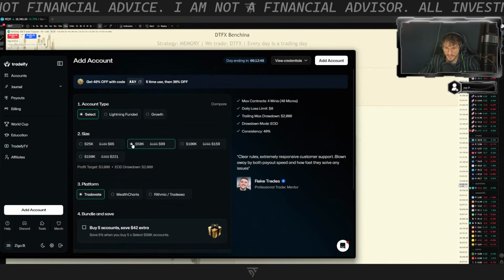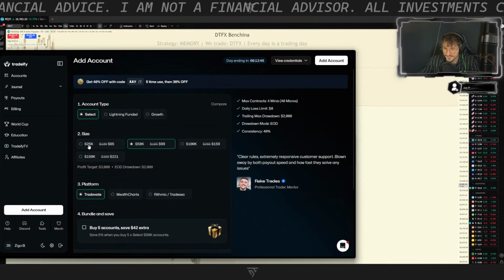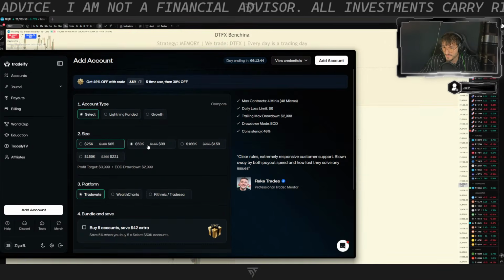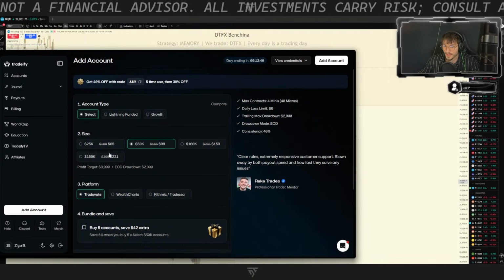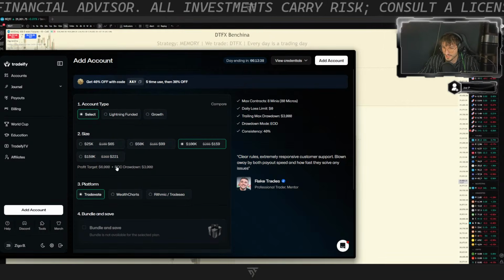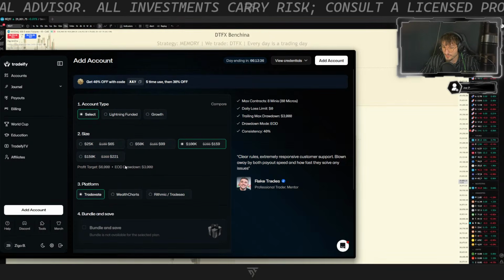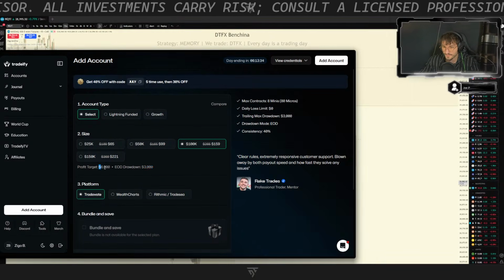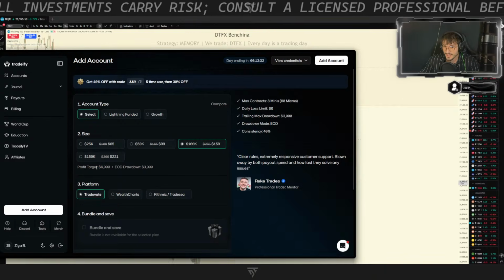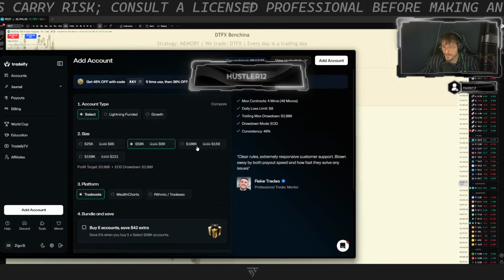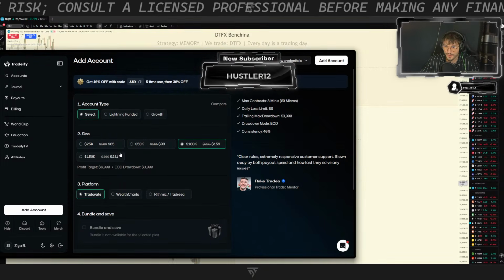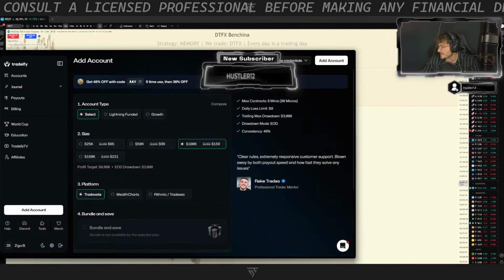On Apex it wasn't. But on Tradeify, you see the 25k is the same as the 50, right? So the obvious choice here is the 50k. If we go on to the 100k, the ratio goes to 2 to 1, right? If you divide these two numbers, it's 2 to 1. Now you have to make drastically more money on the account.